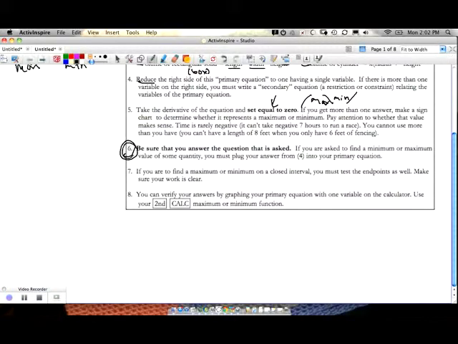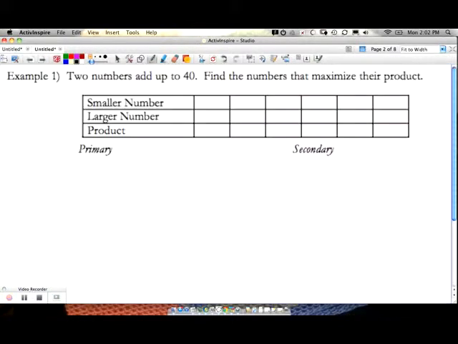Then the last three things I should be saying here: be sure that you actually answer the question. Sometimes it's asking when, and sometimes it's asking how much. But we need to make sure that we answer the question they ask. For the last two, we're going to be looking at endpoints, and we're also going to check it with our calculator using the calc function on the TI calculators that most of us have. So let's get started with the first one.